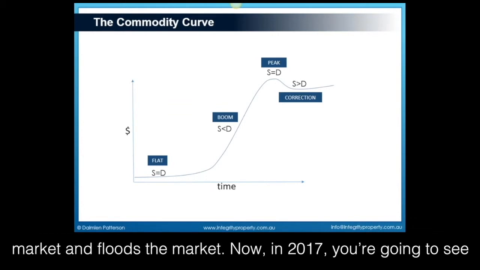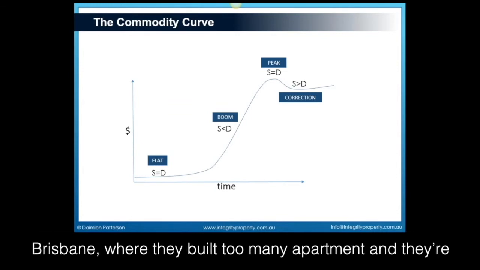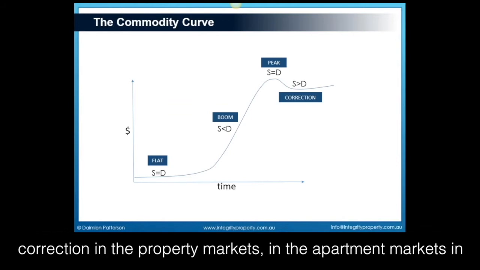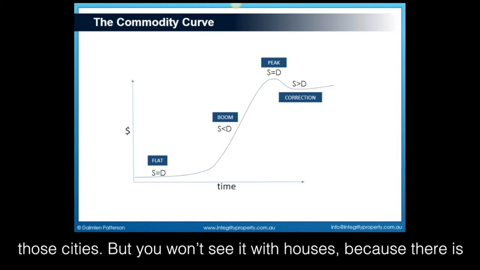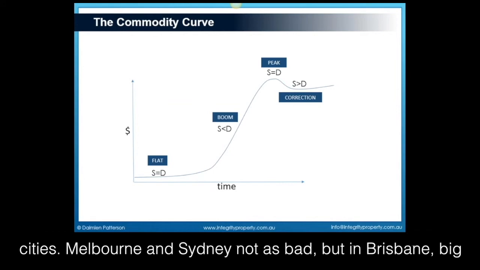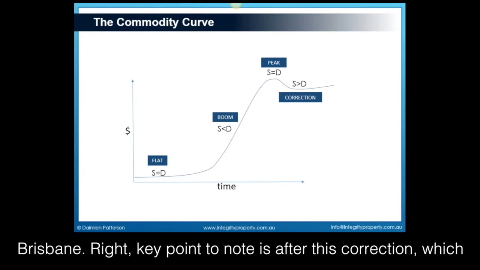Now, in 2017, you're going to see this happen in apartments in Sydney and Melbourne and Brisbane, where they've built too many apartments and they're about to oversupply the market, and you'll see quite a sharp correction in the property markets, in the apartment markets in those cities. But you won't see it with houses because there is nowhere near enough housing being produced in all three capital cities. Melbourne and Sydney not as bad. Brisbane, big problems in Brisbane for housing supply. Great boom ahead in Brisbane.